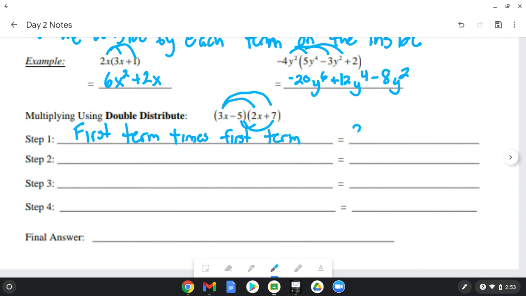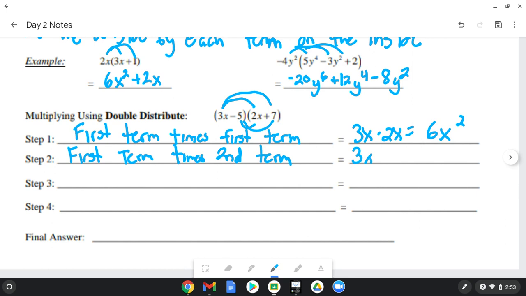So that'd be 3x times 2x. In the end, that would give me 6x to the second power, because 1 plus 1 gives me 2 to the second power. And then we multiply the first term times the second term. So that would be 3x times 7 is 21x.